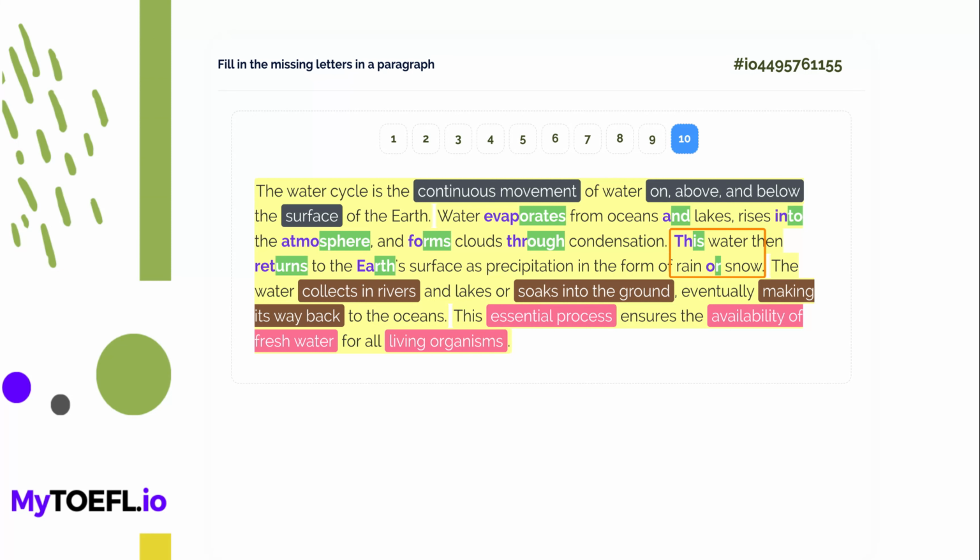Great job! By reading the surrounding sentences first, we were able to predict the missing words based on the scientific process of the water cycle. Remember, identifying whether you need a noun, verb, or preposition is key to solving these blanks accurately.